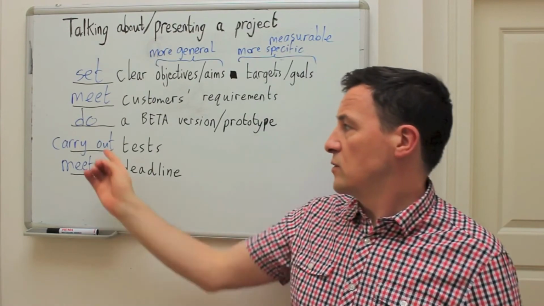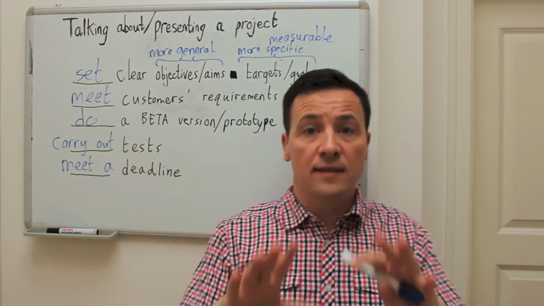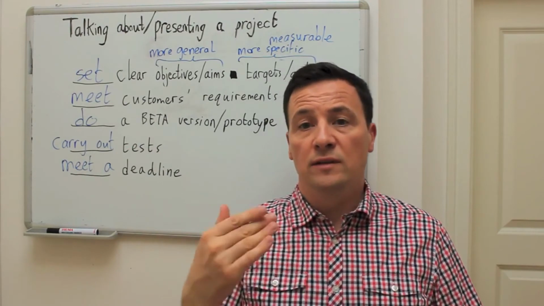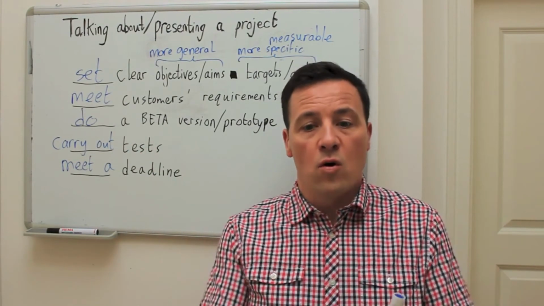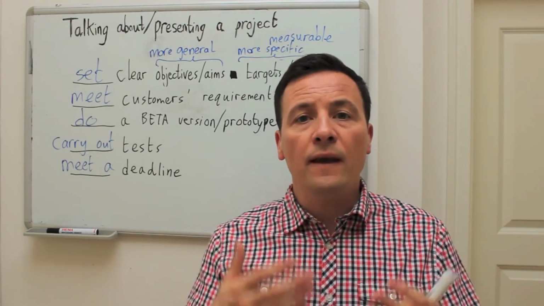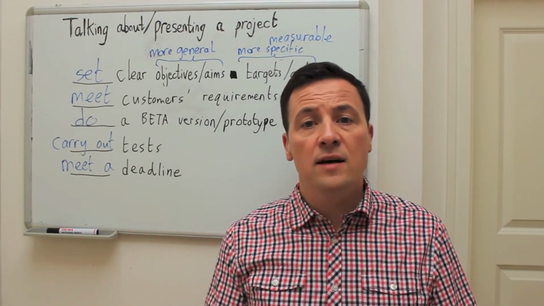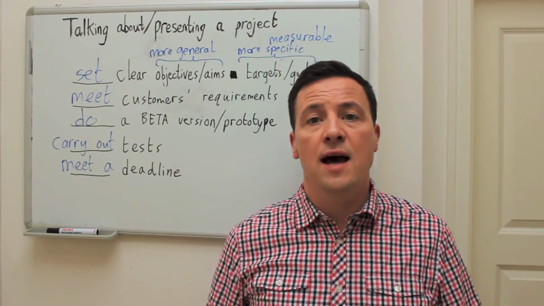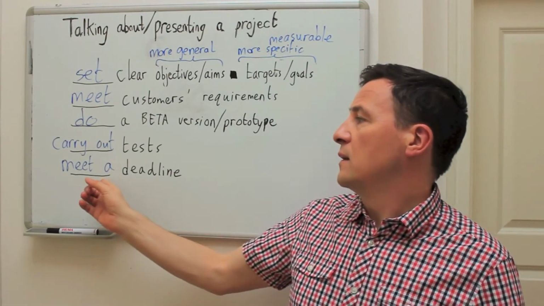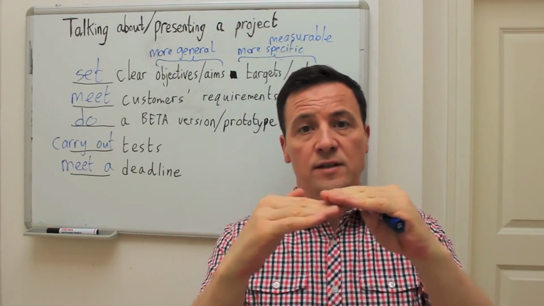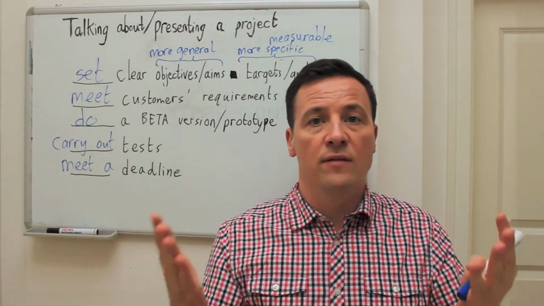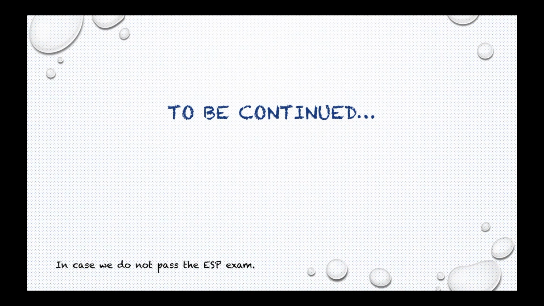Then you would carry out tests. In this example that I'm talking about, you would carry out the tests in a restaurant, for example, or the developers would test it themselves and check for bugs in the app, and then finally they would work in order to meet that deadline, so to be finished by the 30th of September, for example. To be continued.